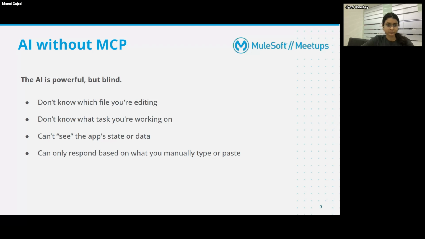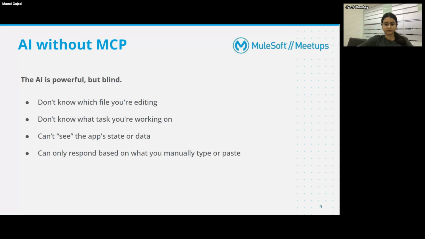A few reasoning points here are: they don't know which file we are editing. Whenever we are working with a normal AI model, they don't know whether the file we are working on is a CSV file, a text file, a JSON file, or anything. We specifically have to specify it, but MCP detects it. Then, they don't know what task we are working on. If we are working on an MUnit, or debugging the code, AI won't be able to tell at which particular point we are working.